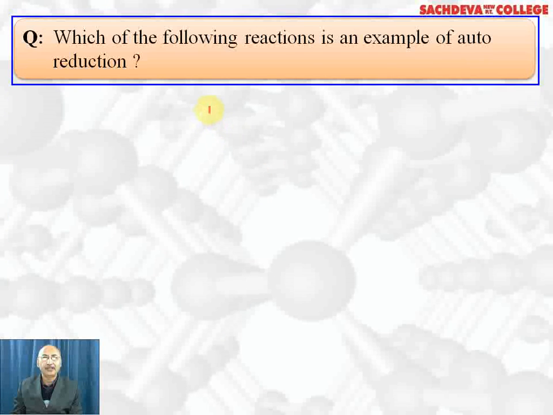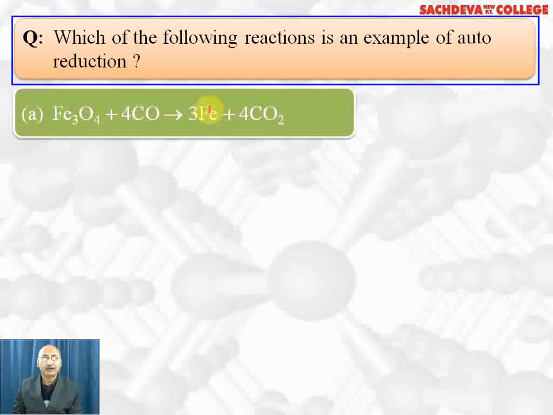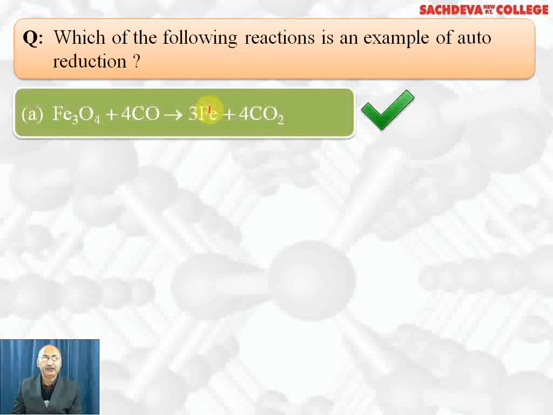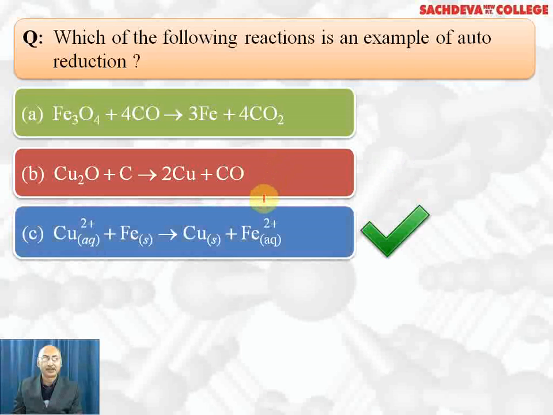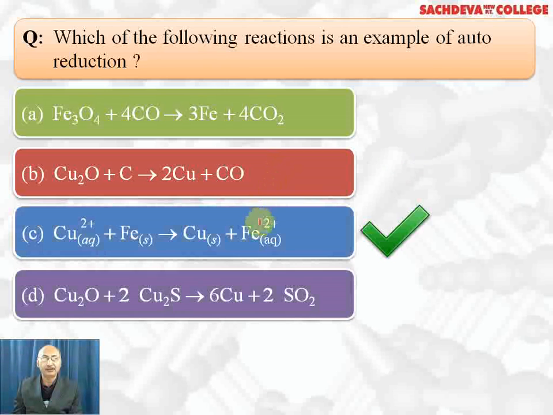Which of the following reactions is an example of auto reduction? A part: Fe3O4 plus 4CO gives 3Fe plus 4CO2. Second one, cuprous oxide with carbon to give copper and carbon monoxide. Third, cupric ion reacts with iron solid to form copper solid and ferrous ions. Fourth, Cu2O plus 2Cu2S gives you 6 copper plus 2 sulfur dioxide. D part is the correct answer.